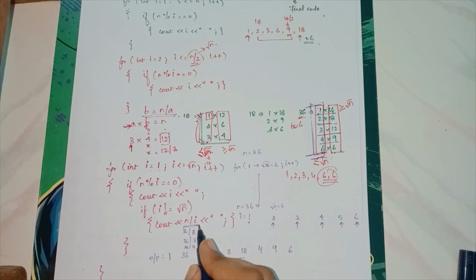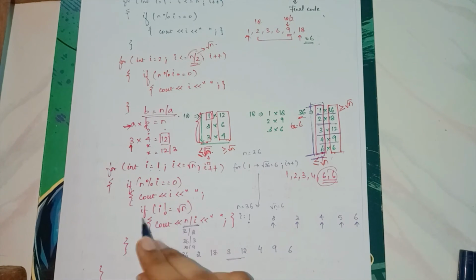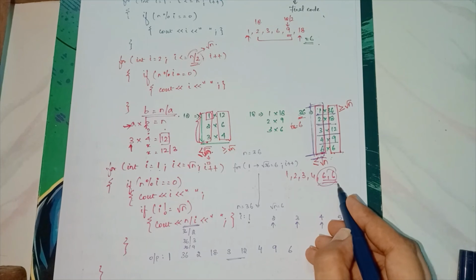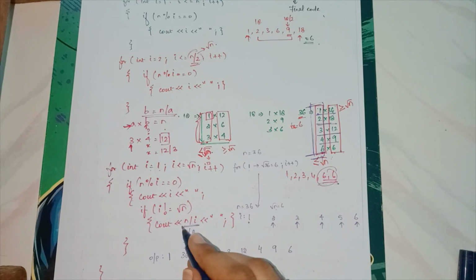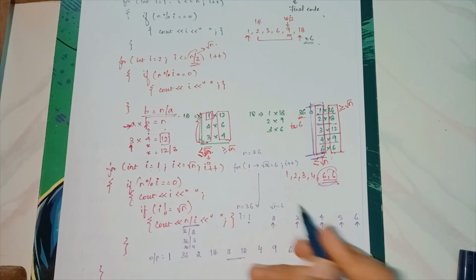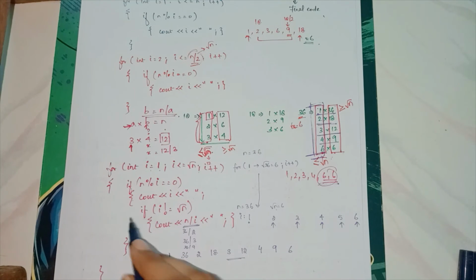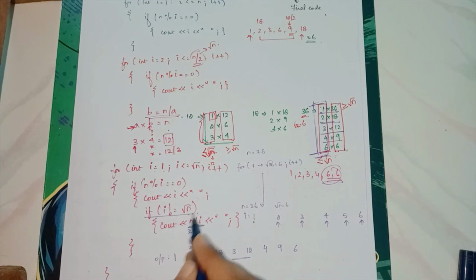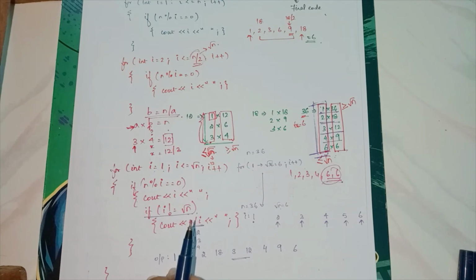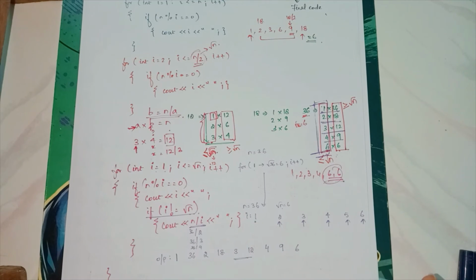So you don't go for this, okay, because if at all you don't give this condition, you will get 6 twice actually. It will again go and it will also give you n by i, which is again a 6 right here. So it's only to avoid the repetition that we have given this condition, if i is not equal to root n. So this is going to be your final code, okay, to find the factors of a number. I hope this is clear.